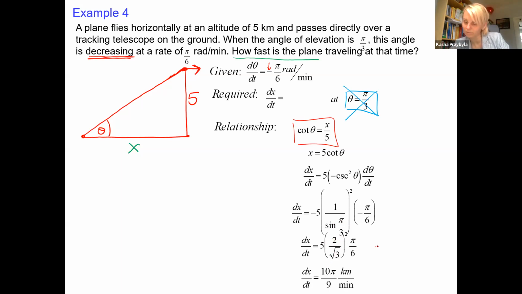I mean, it is correct, probably I simplified. 5 times 4, square root of 3 squared is 3, and pi over 6. Okay, that means it's 20 over 18. Dividing by 10, we have 10 over 9. Pi, of course, and kilometers per minute.